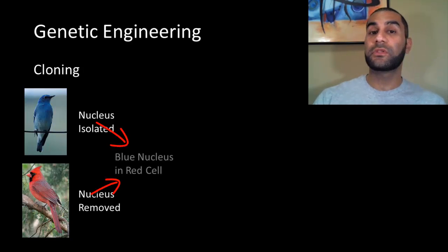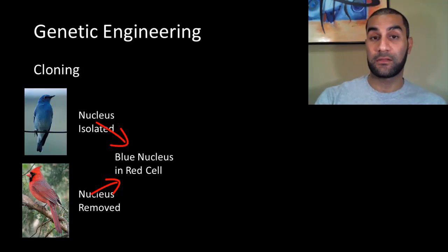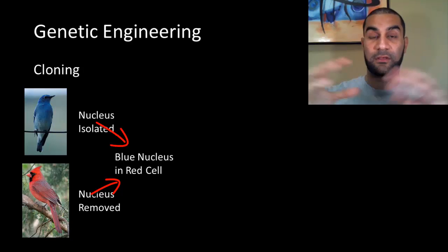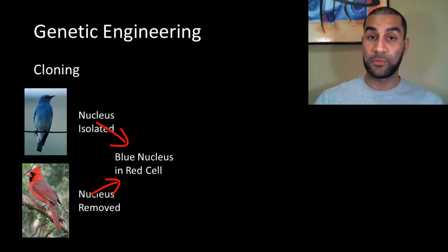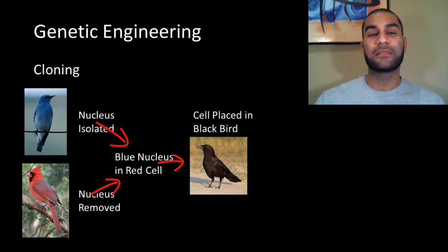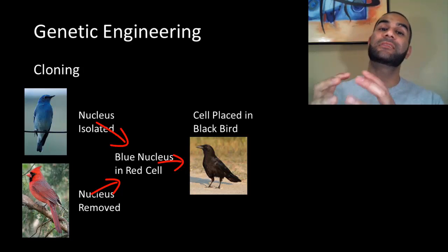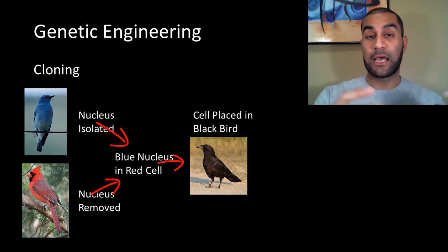And then I take the nucleus from the blue bird and put it into the red bird cell. So now I have a kind of a combined cell here that's the cell of a red bird with the nucleus of a blue bird. And then I inject that into a surrogate blackbird. So I put that cell that's a combination of red bird cell with a blue bird nucleus into a blackbird to allow the cells to grow and develop into an offspring, into a baby, basically. And then that blackbird's going to lay an egg.